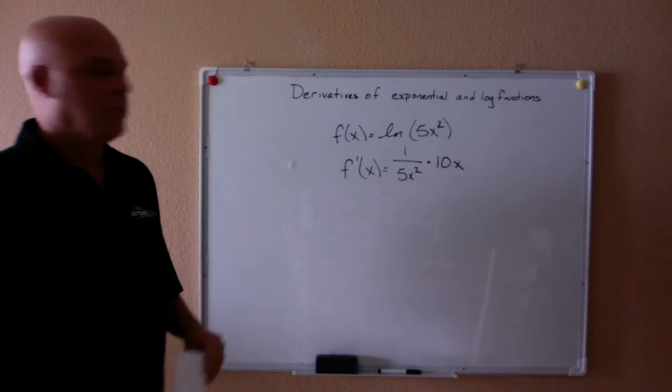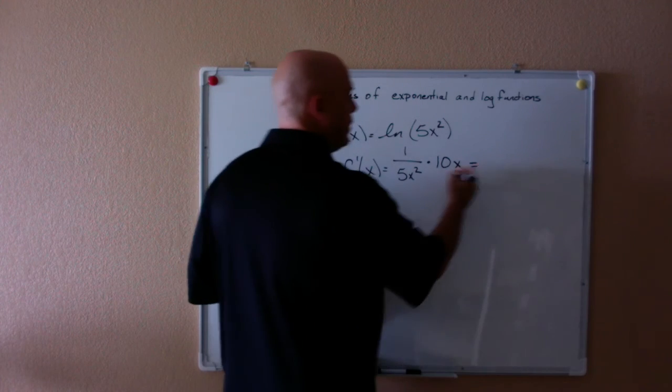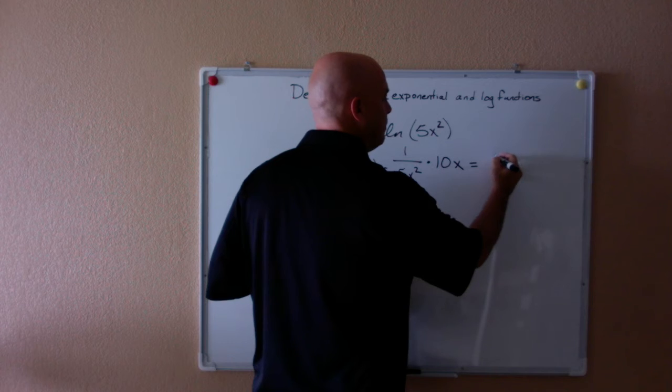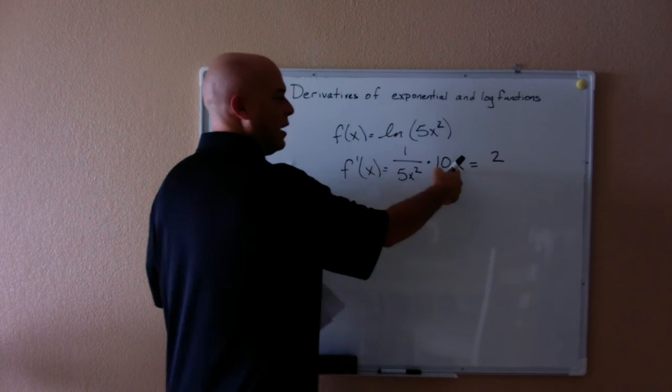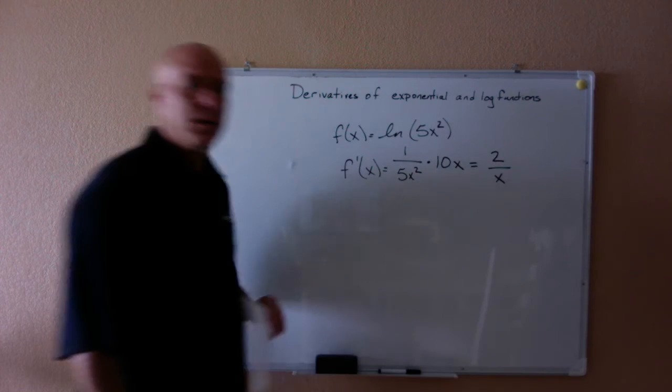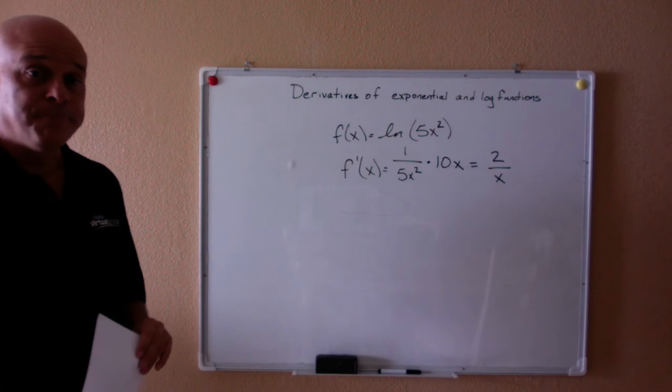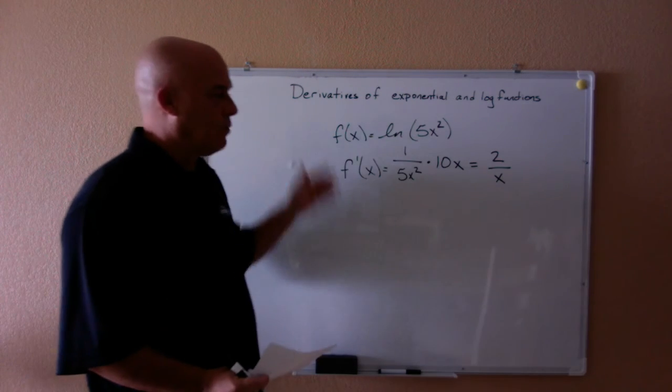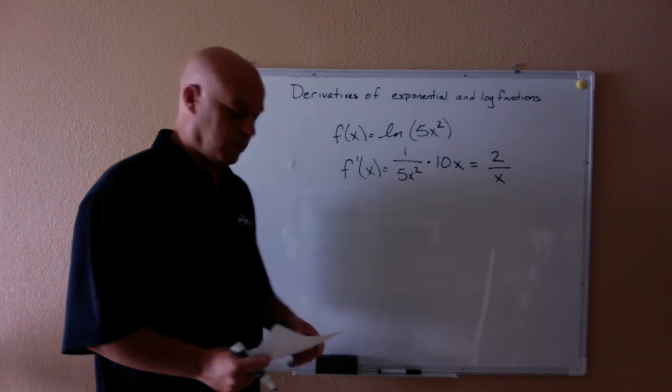And of course we can simplify that algebraically as well. 10 over 5 gets me 2. And of course I've got an x in the numerator and x squared in the denominator, and so this derivative turns out to just be 2 over x. Okay, so there's our derivative for that one right there using the chain rule.